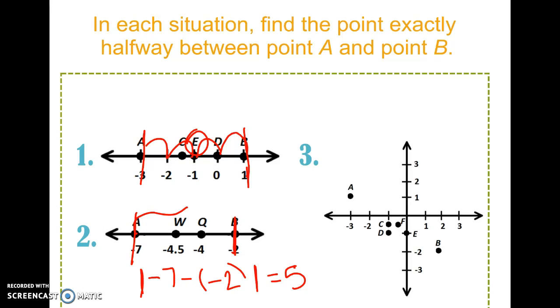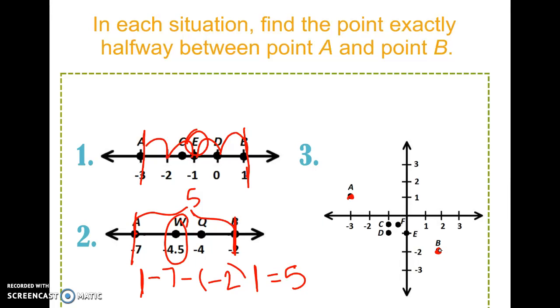The little pin thing is not working. So half of that would be 2.5. So then we have to find 2.5, which would be point W. Then here's A, and here's B.